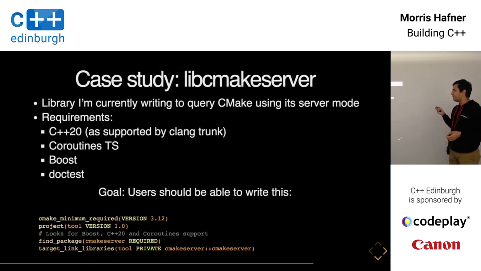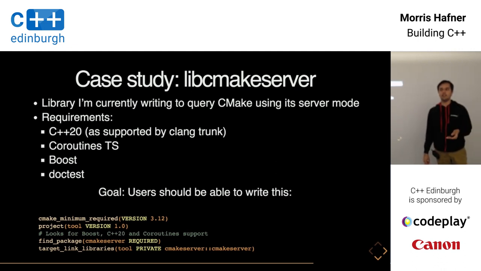As an example here, slip-cmake-server, again, it's a library I'm writing to query CMake using server mode. It's currently on hold. I didn't write so much in the last couple of days. So it requires C++20 as supported by Clang trunk. It also requires coroutines as my dependencies. I have Boost, I have doctest only for my tests, so I don't install doctest. No user of mine will need doctest.